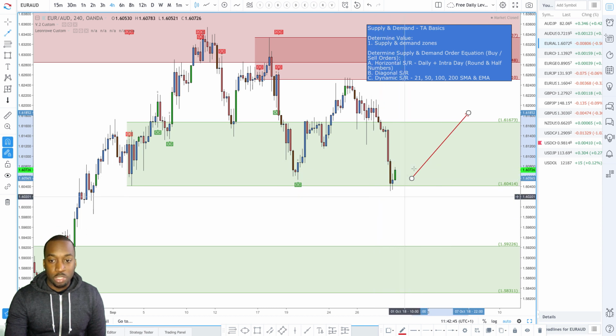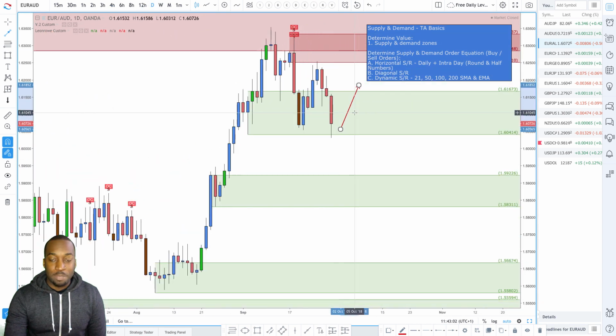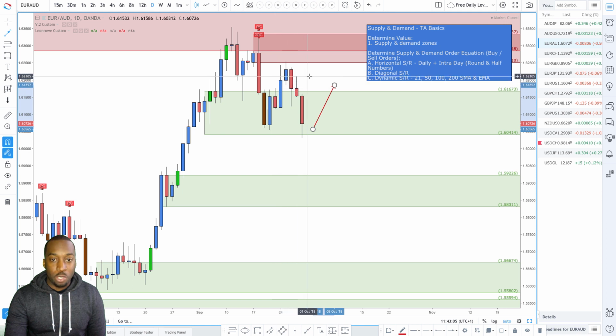So decent entry. Again, this isn't financial advice. I'm not telling you to buy or sell. Do your fundamental analysis. If you're bullish on the euro, then this is going to be a very good entry. If you're not, then it's not. It's simple as.